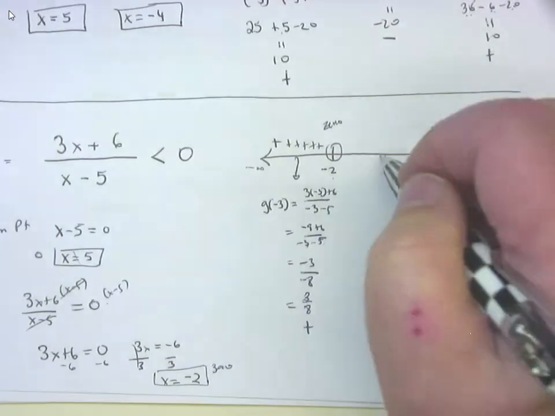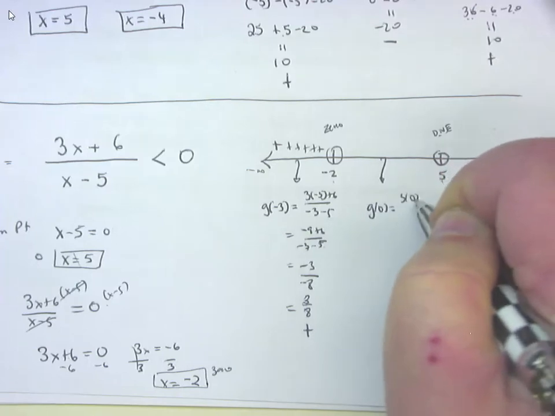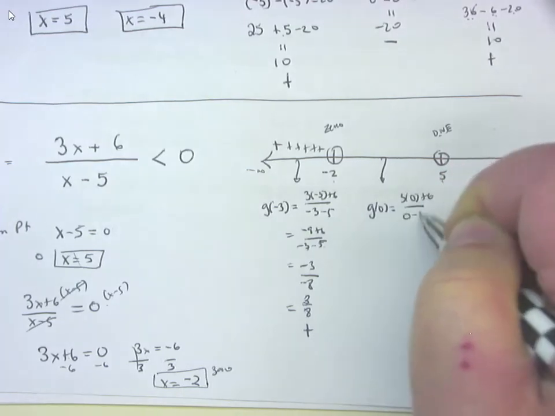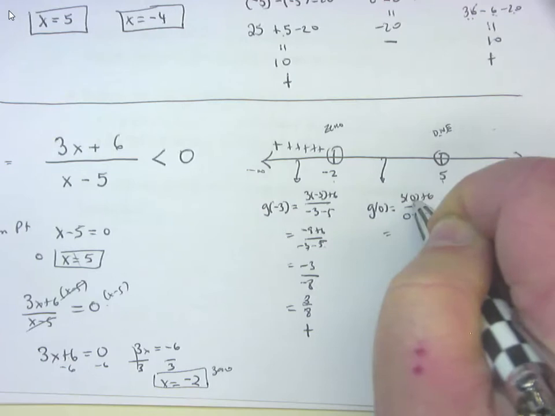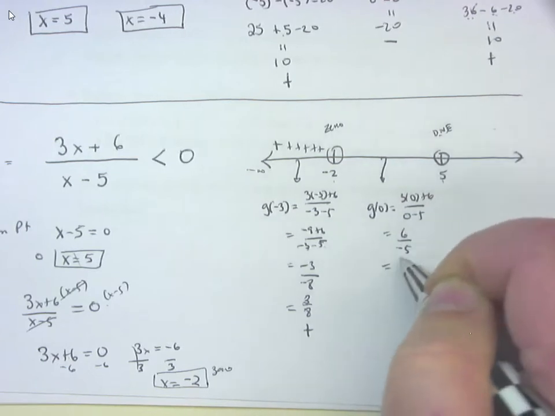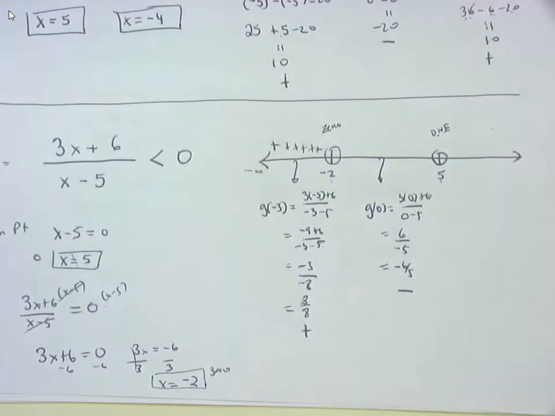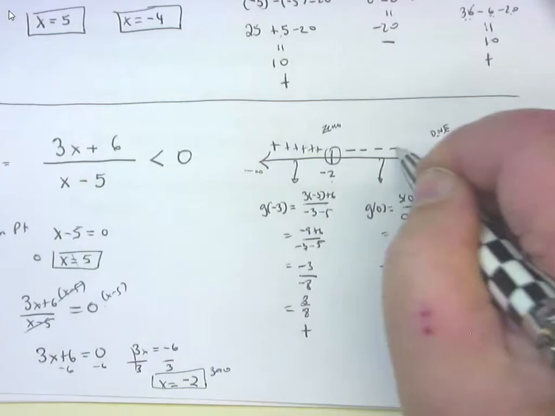Good choice. 0. So, g of 0 would be 3 times 0 plus 6 over 0 minus 5. 3 times 0 is 0, plus 6 is 6. 0 minus 5 is negative 5. 6 divided by negative 5 is negative 6/5. I don't care what the number is, it's negative. So everybody in that interval is going to be negative.